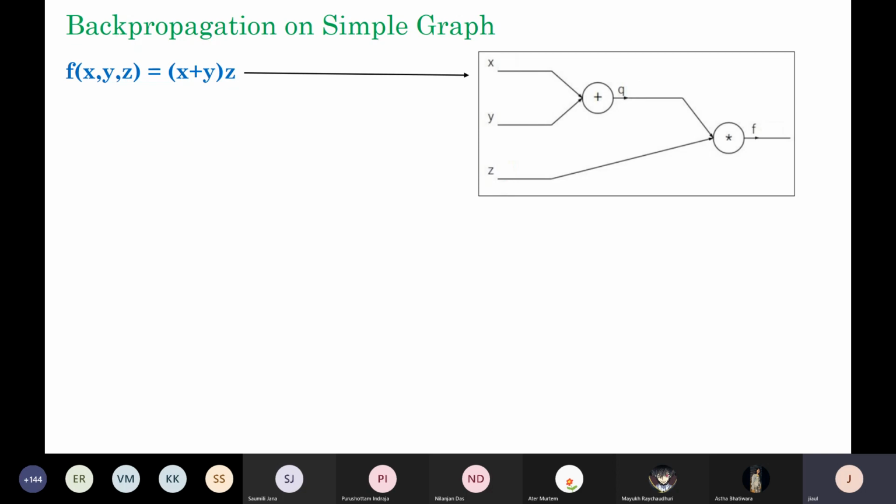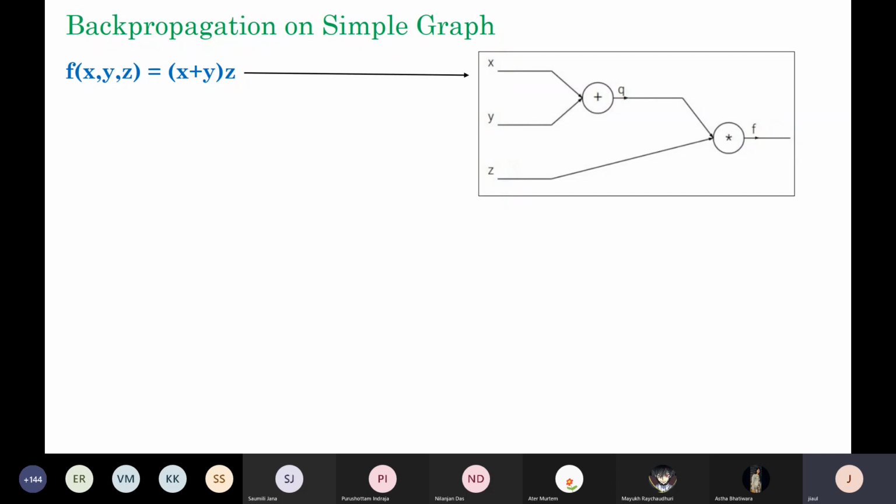I would like to first show you how you can compute backpropagation on a simple graph which you can probably manage. From this figure you can clearly see that the function I'm dealing with is a 3-variable function, x, y, and z, defined as (x plus y) times z. If I map this function to a graphical representation, consistent with a neural network, it looks something like this on the right side.